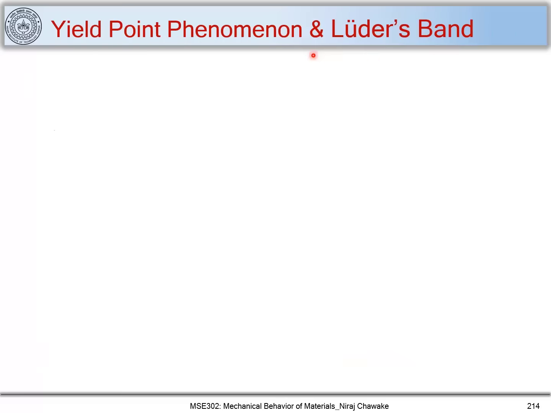To understand yield point phenomena, let's find out a stress strain curve for this mild steel. So we have stress on the y-axis, strain on the x-axis, and to find a stress strain curve for any engineering material, what we do is a tensile test at a constant standard. So we do the test at constant strain rate to find out stress strain behavior.